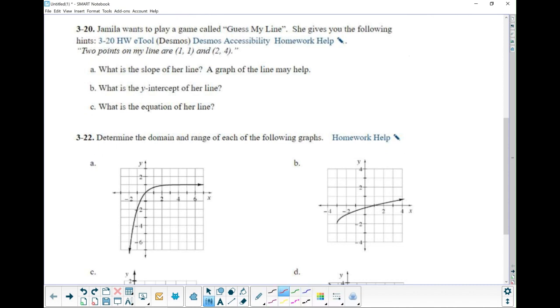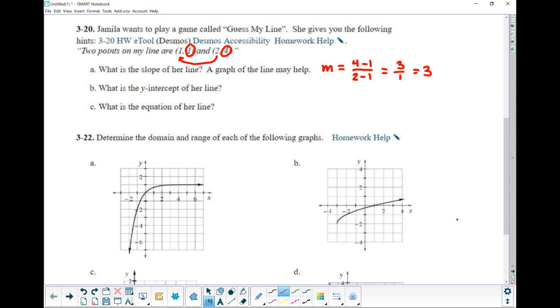Wow, some kind of game, huh? So if you have these two points and you want to find the slope, you can graph it. That's the hint: the graph of the line may help, but you can use the y's, 4 minus 1. So we can say the slope is equal to 4 minus 1 over 2 minus 1. That's going to give us 3 over 1, so the slope is 3.